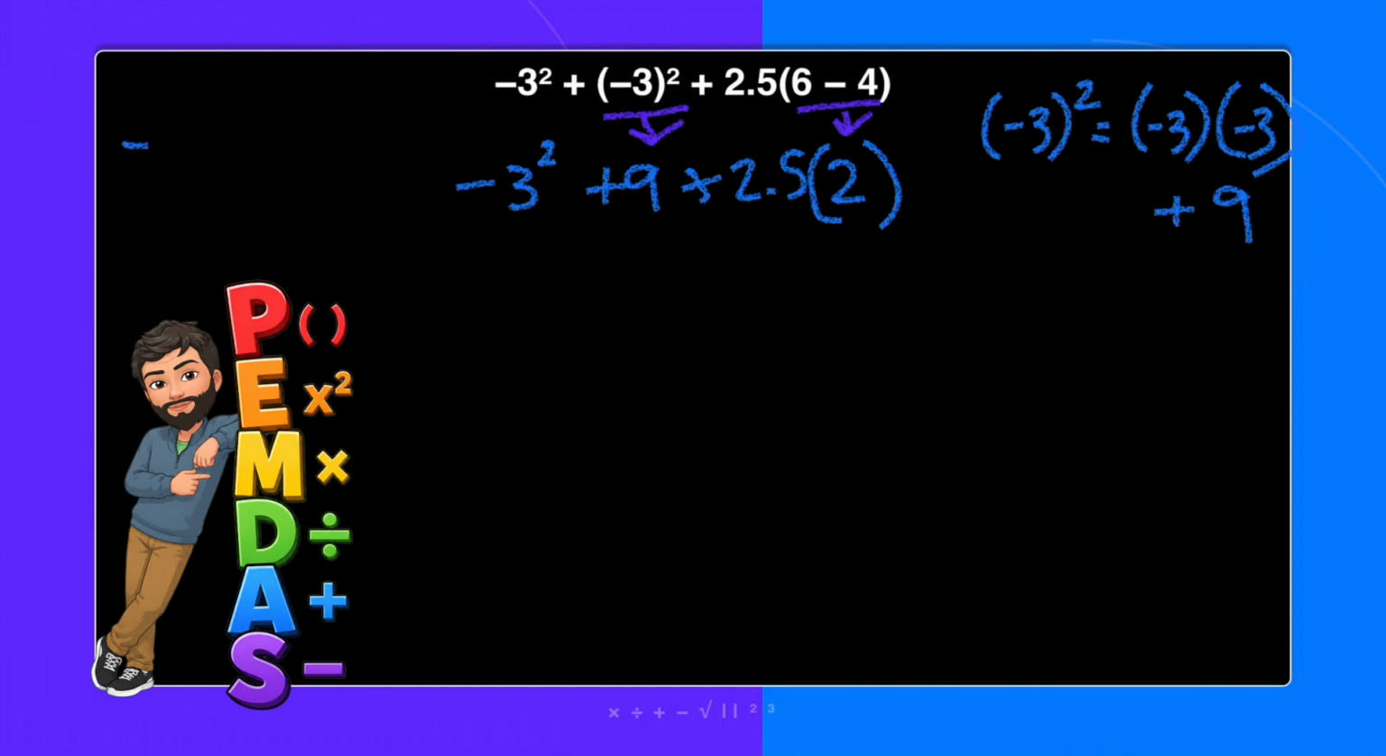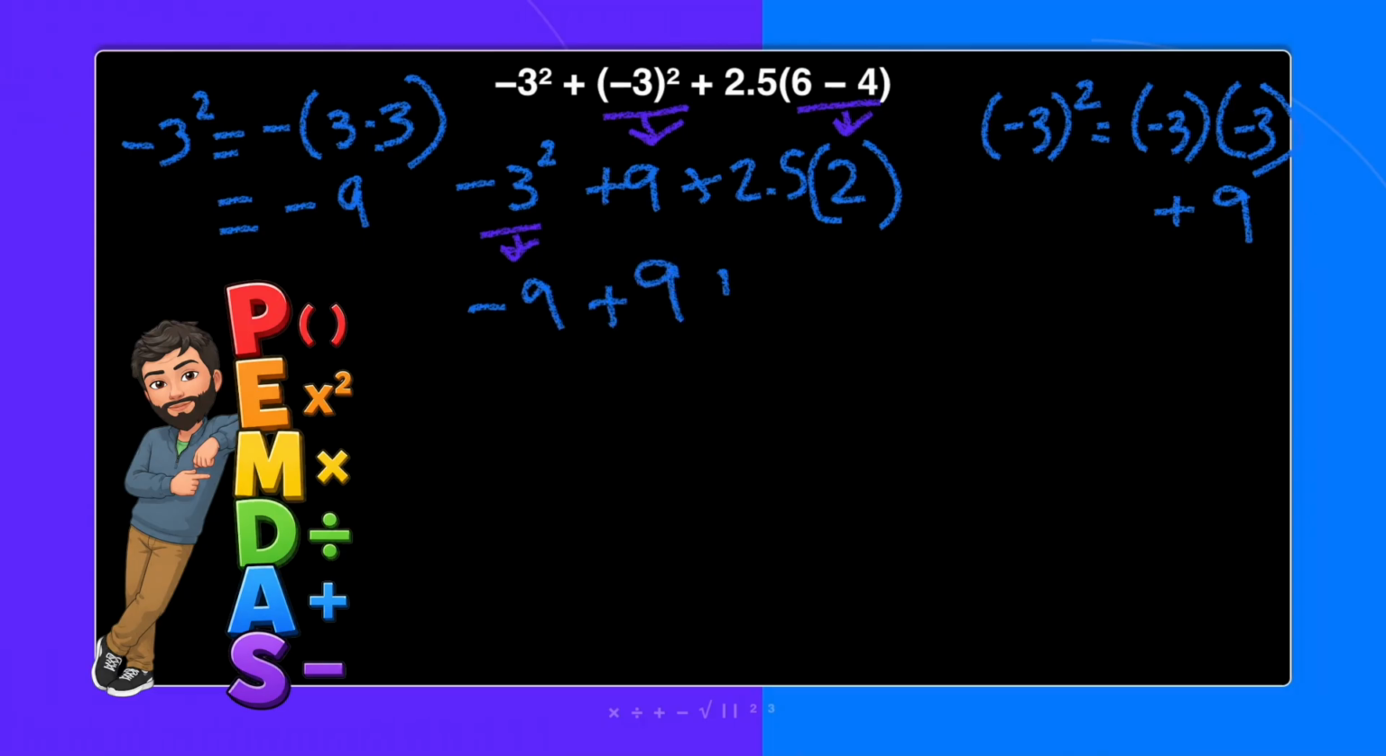Now, let's tackle the negative 3 squared without the parentheses. That means you're going to do the 3 squared first, which is 3 times 3. Gets you 9, and then you're going to tack on that negative. So it's negative 9. Let's do negative 3 squared, which we just said was going to give us negative 9. Bring down the plus 9 and the plus 2.5 times 2.